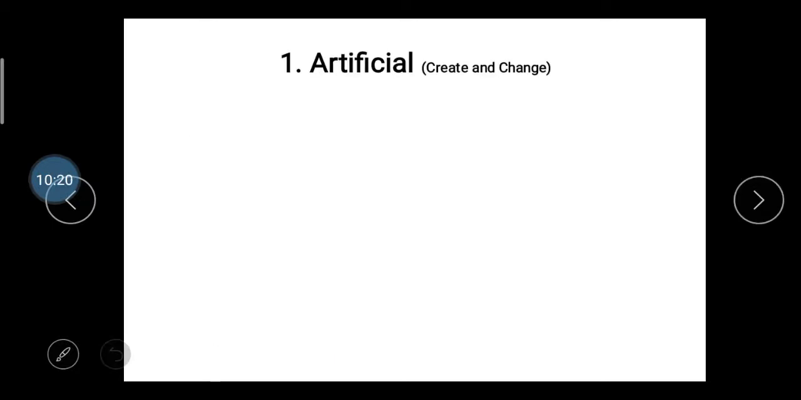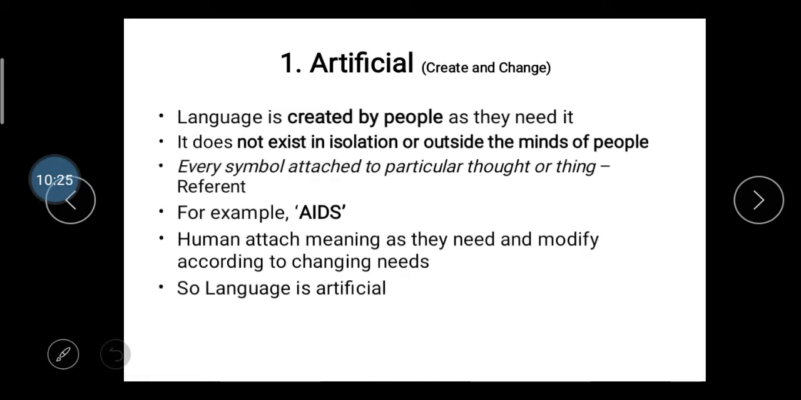So, first of all is artificial. What does it mean? Language is created by people as they need it. When people require communication, they use the language that suits what they need. It does not exist in isolation or outside the mind of the people.